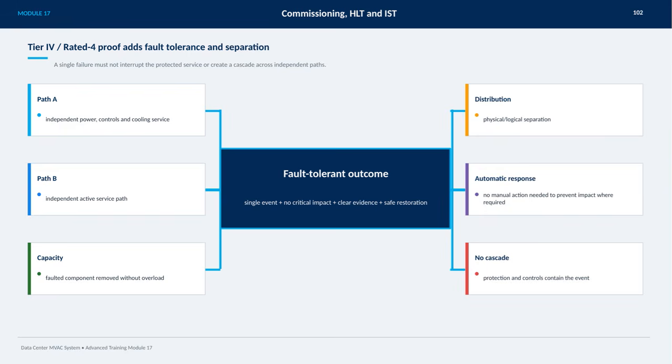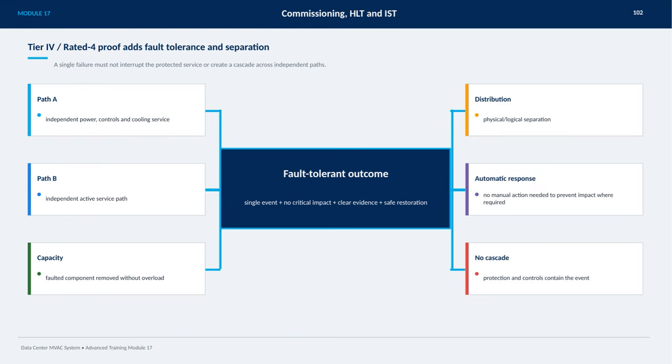We have two independent paths here. Path A provides power, controls, and cooling services, all separate from Path B, which is an active service path. This physical and logical separation ensures that even if one path experiences an issue, the other remains unaffected. Capacity is designed so that if a component fails, it can be removed without causing overload on the rest of the system. Additionally, automatic response mechanisms eliminate the need for manual intervention to prevent any service impact. Most importantly, the system is built so that any faults are contained.